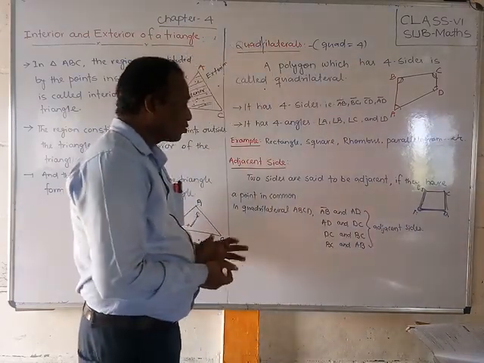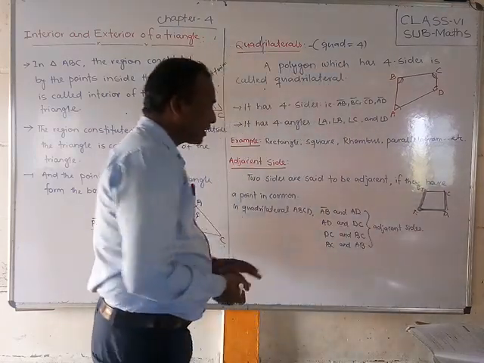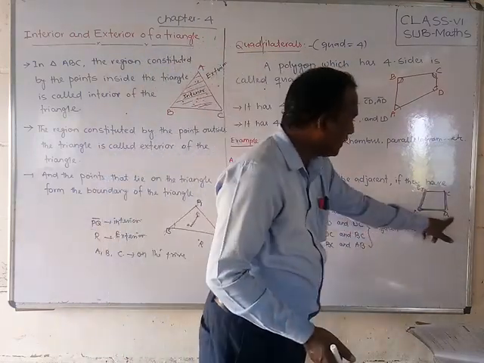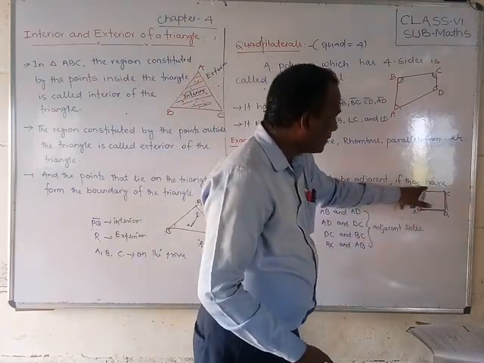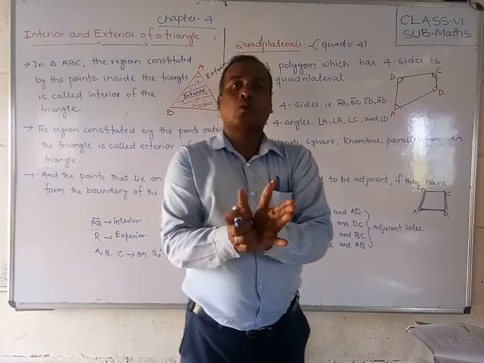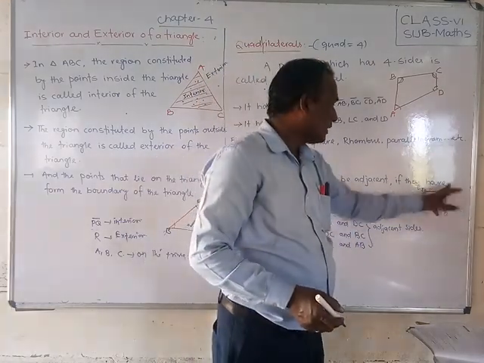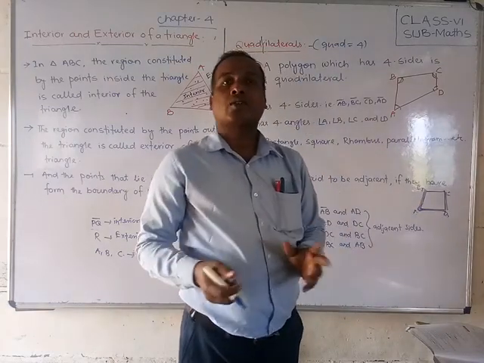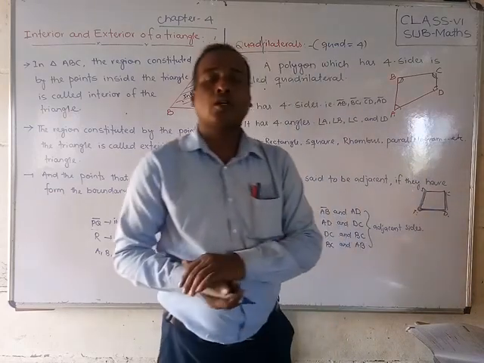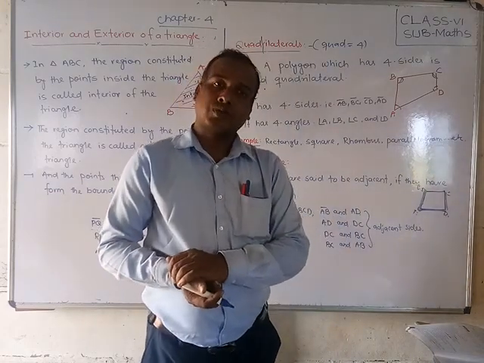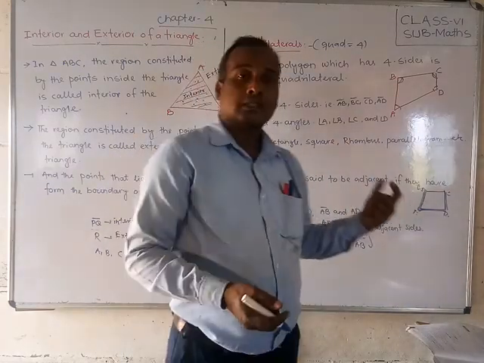Did you understand, friends? So how many adjacent sides can you find for a quadrilateral? You check AB, AD is one pair. AD, DC, which are close to one common point, one corner. So DC, CD, BC, these are also adjacent sides. AB, BC, these are also adjacent sides. Okay, students, so this is about adjacent sides.